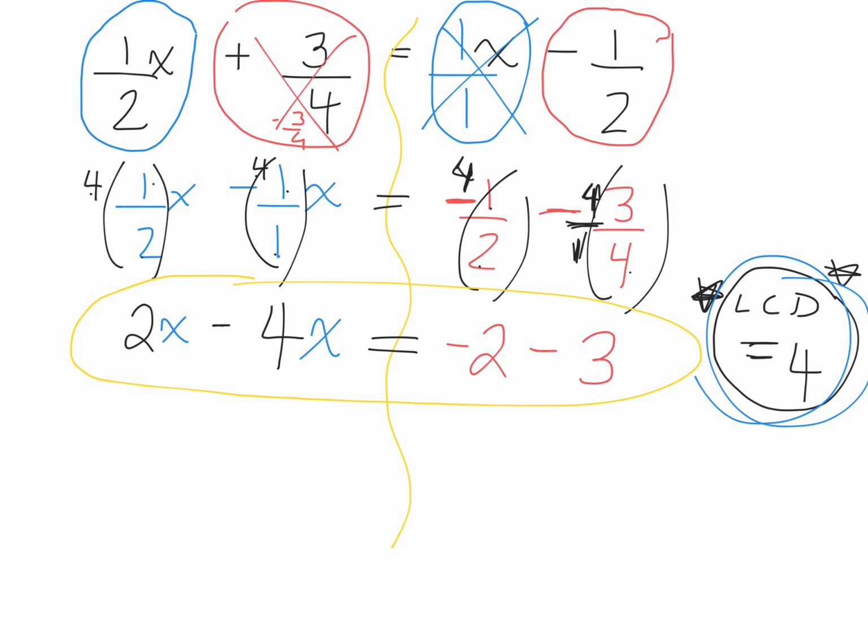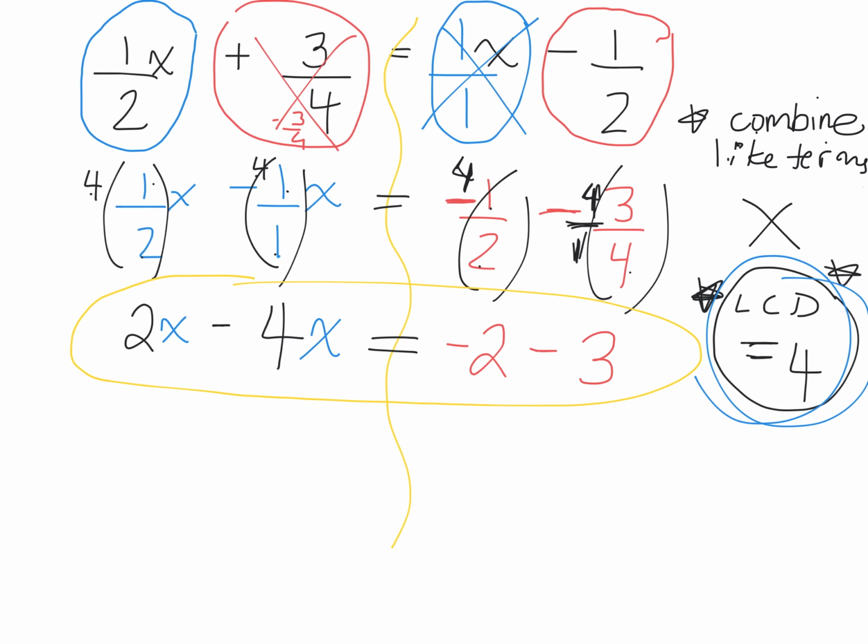Okay, so let's recap. We combined like terms, right? The first step we did was we combined all the like terms. So I put all my variable terms on one side of the equation, and I put all the other terms on the other side of the equation. And then we multiplied by the lowest common denominator. Now this looks way easier to solve.